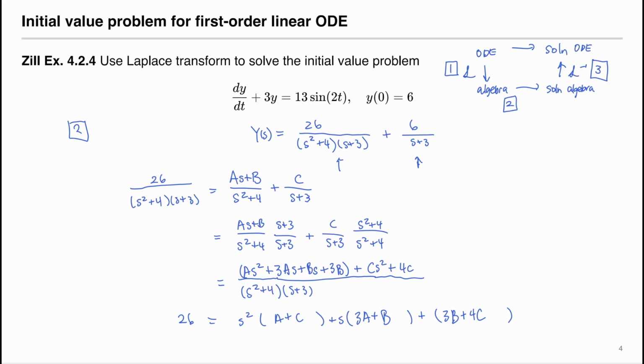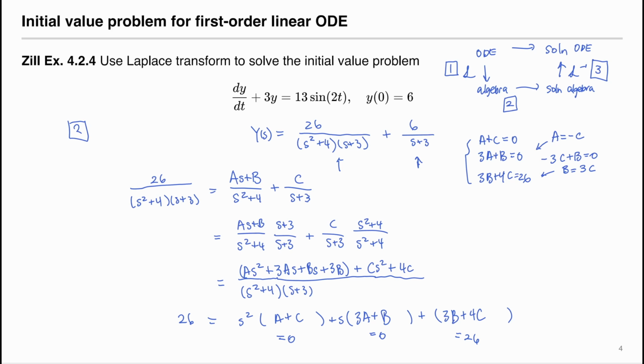And then let's match the terms. We only have a constant on the left, so higher order terms equal 0. Constant term equals 26. And that gives us a system of linear equations to solve for a, b, and c. From the first equation, we have a equals to minus c, and plug it into the second, we have negative 3c plus b equals 0, so b equals to 3c.